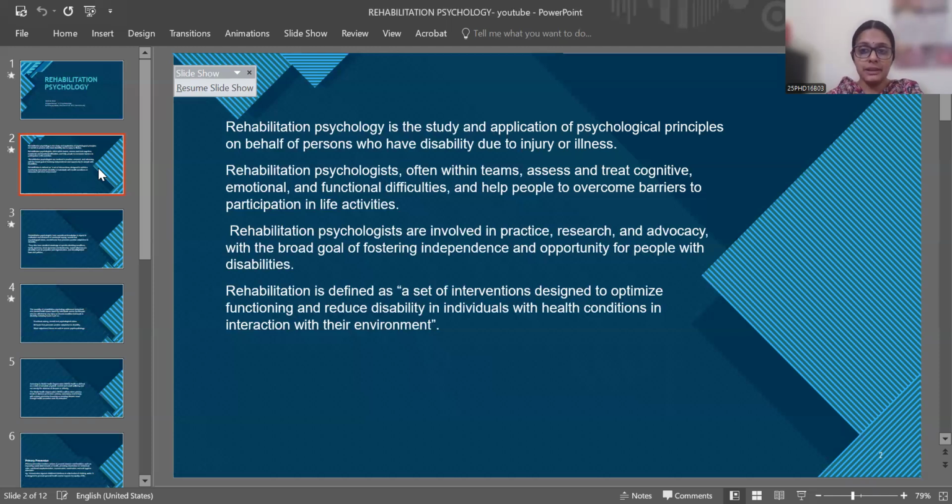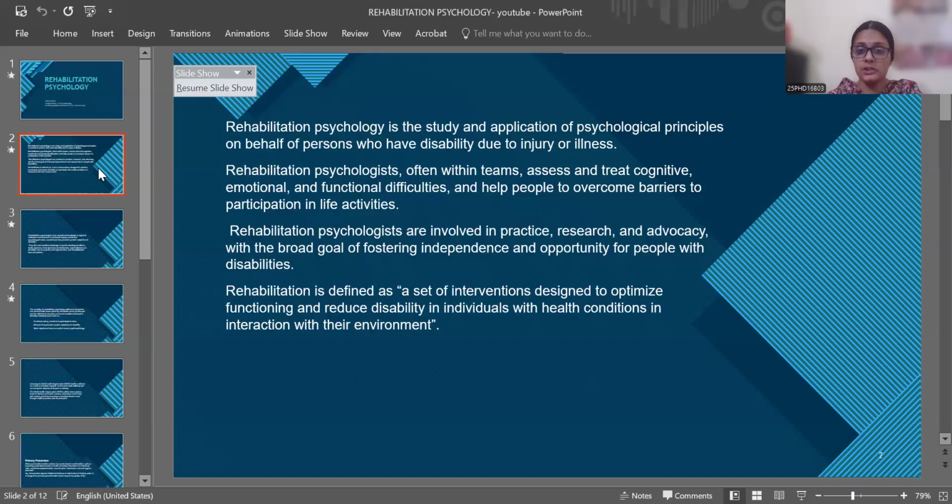We know that disabilities can limit a person from participating in day-to-day activities. So, rehabilitation psychologists are involved in practice, research, and advocacy with a broad goal of fostering independence and opportunity for people with disabilities. Recently, we are more open towards accepting each individual as unique and special, and rehabilitation psychologists help them to foster independence, freedom, and opportunity to take part in activities as other people.